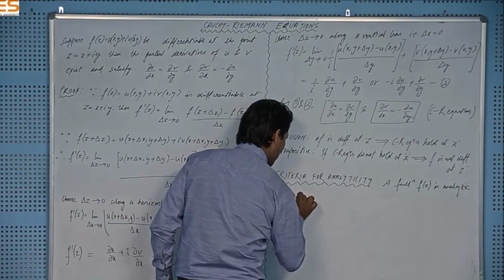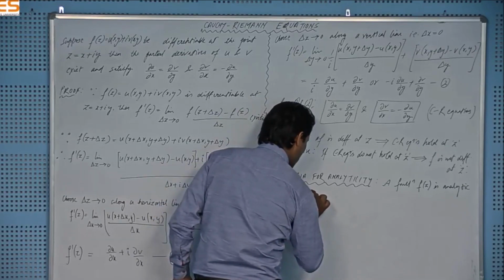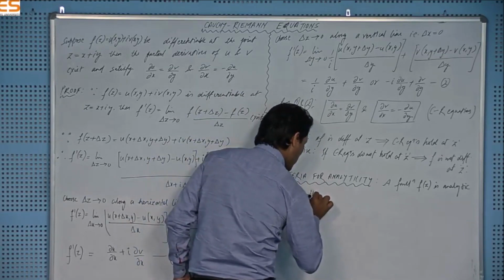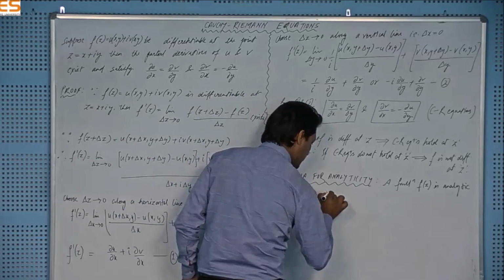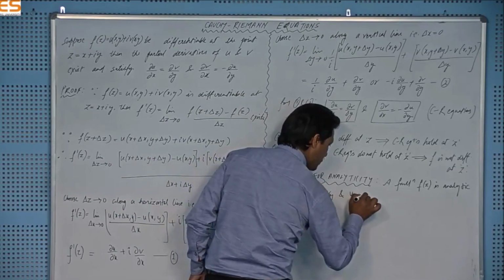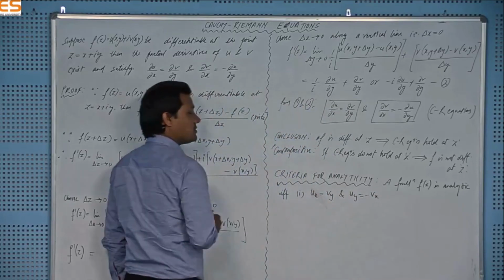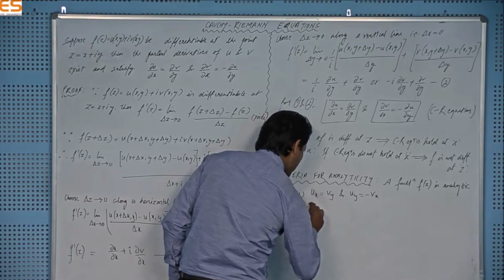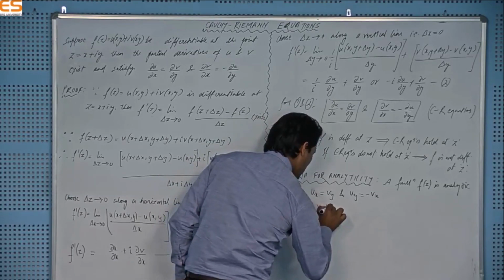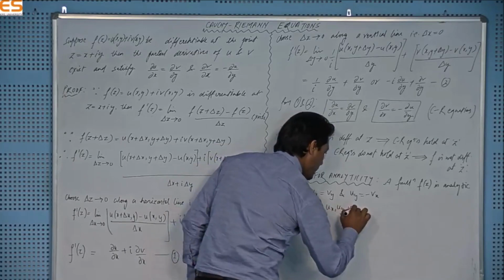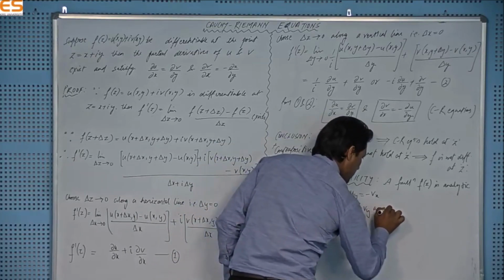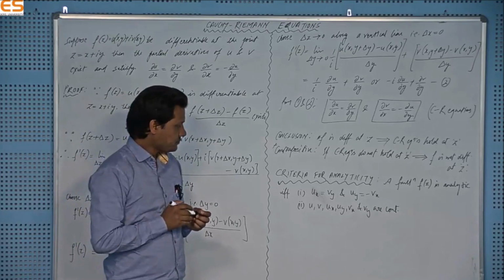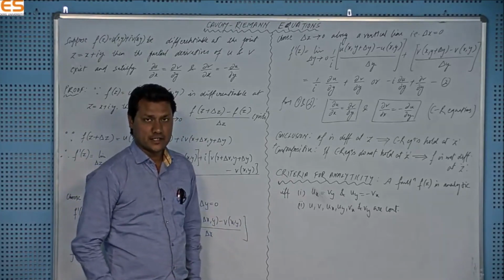if and only if, first condition, del u over del x equal to del v over del y, and del u over del y is equal to minus del v over del x. These are just the Cauchy Riemann equations, right? And the second condition is the continuity criteria: u, v, ux, uy, vx, and vy are continuous, right? Fine. In that case, you will say that the function is analytic, right?